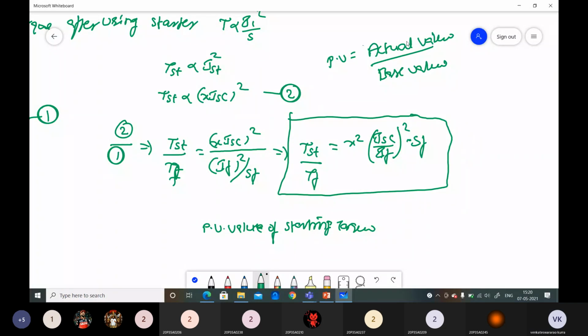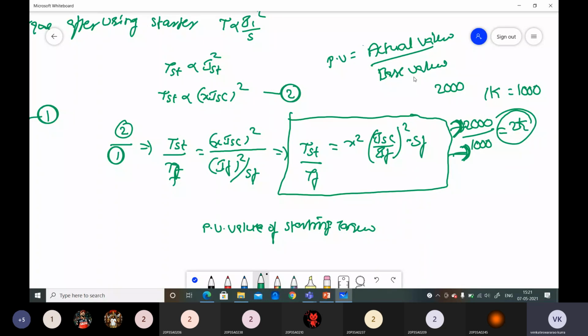Suppose you want to represent 2000 in terms of kilo. 1k equal to 1000. So 2000 by 1000, then we get 2k. This is the actual value, and here we take the base value as 1000. So this is nothing but 2k per unit value. This is just one example.